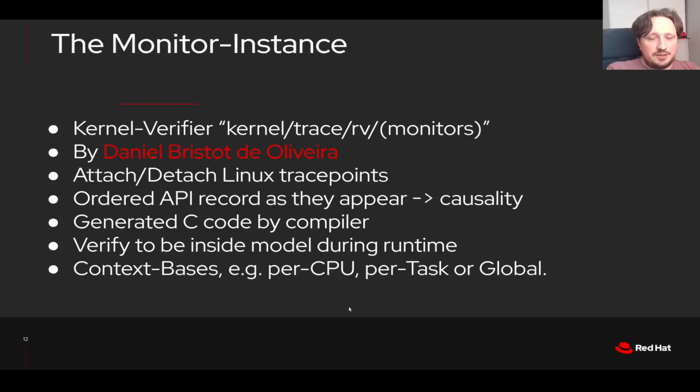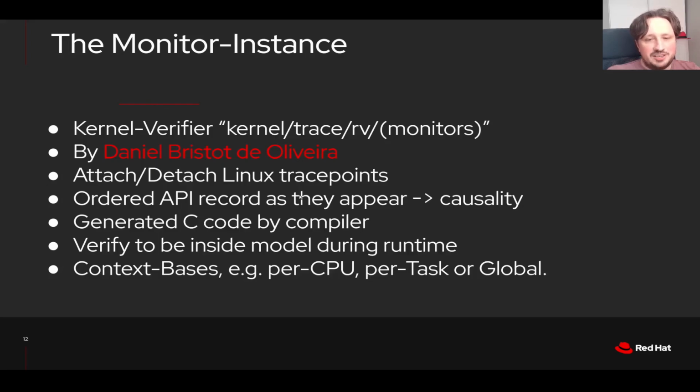But okay, how does it work? It's using attach and detach helpers for Linux trace points. So when a trace point hits, it produces a trace event, which it puts in the tracing buffer.